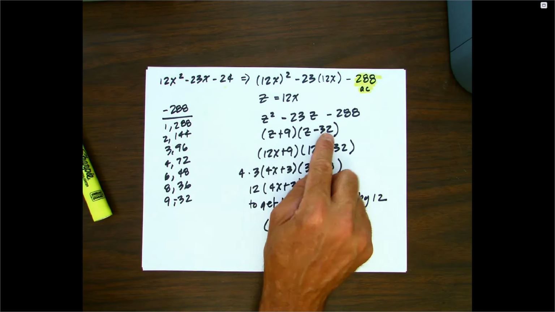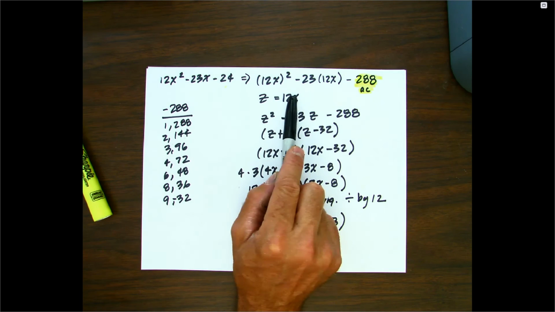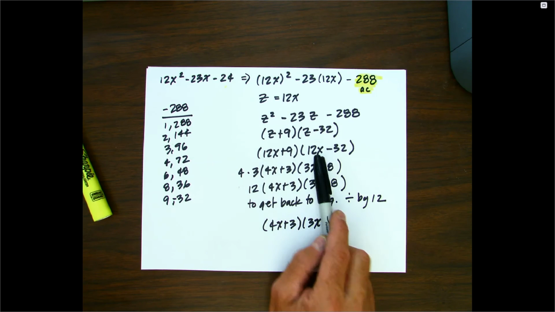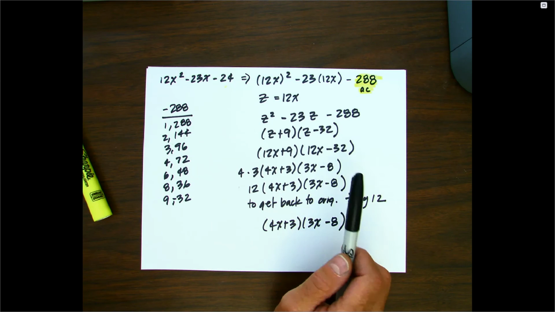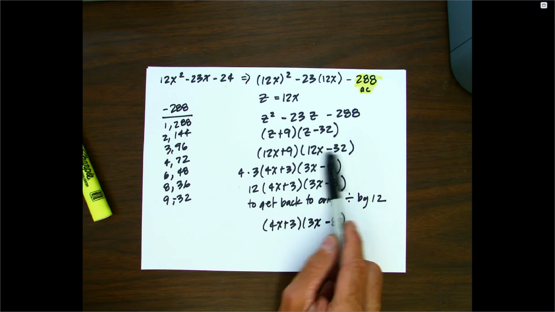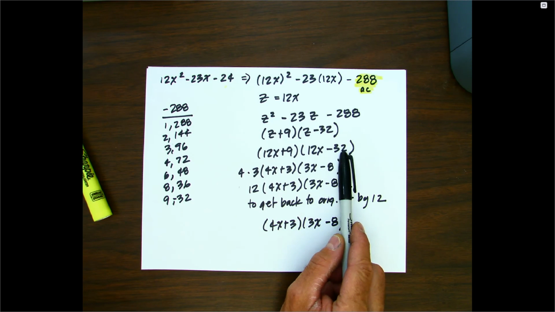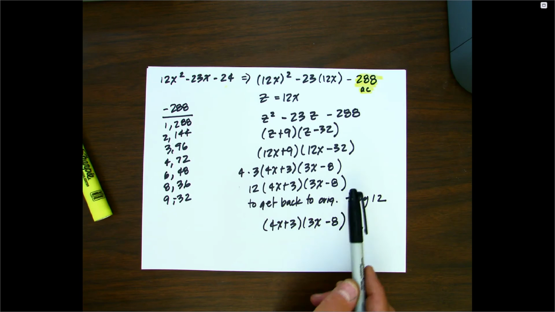But we're not after z, we're after x. So we substitute back 12x for z. And it turns out that both of these have factors that can be factored out. This one, it looks like I can take a 4 out of. This one, I can take a 3 out of. So if I factor the 4 and the 3 out of each, I get a 12 as a leading coefficient, and I'm left with 4x plus 3, 3x minus 8.